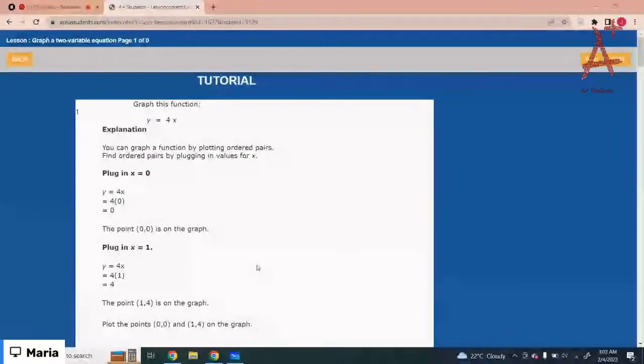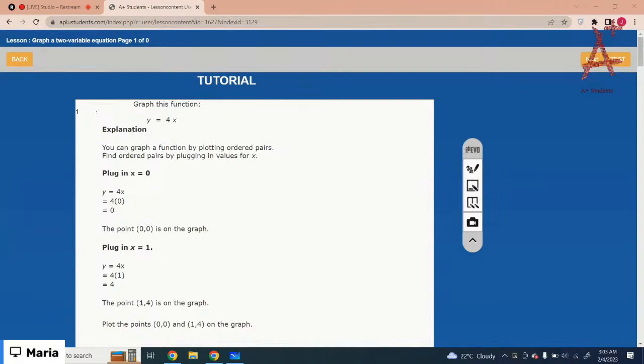You can graph a function by plotting ordered pairs. Basically you have to plot the points on the graph, got it? x is the independent variable and y is the dependent variable. You put different values of x in the equation and you'll get the values of y. They are the ordered pairs, got it?